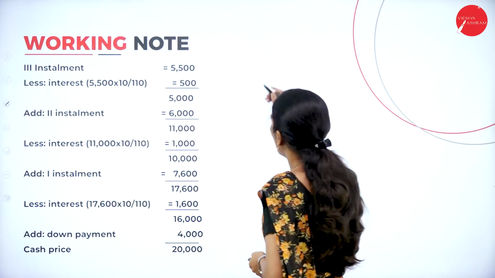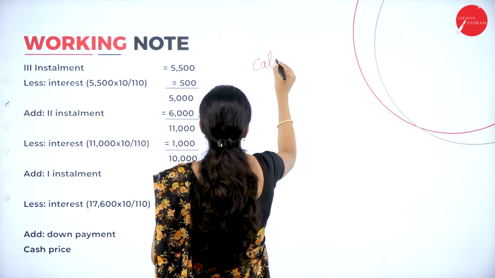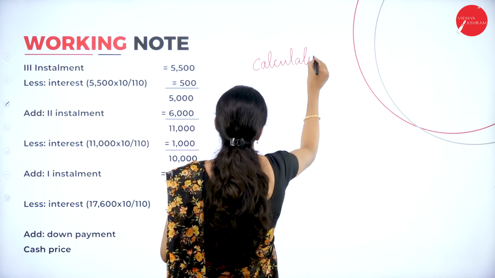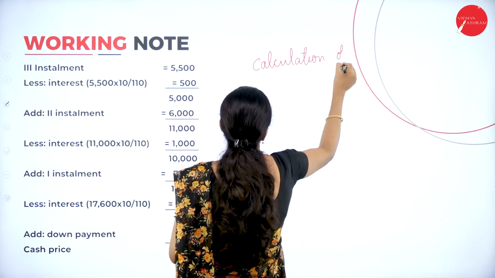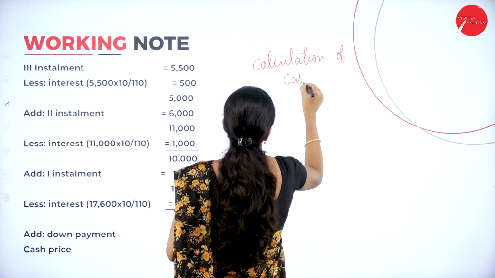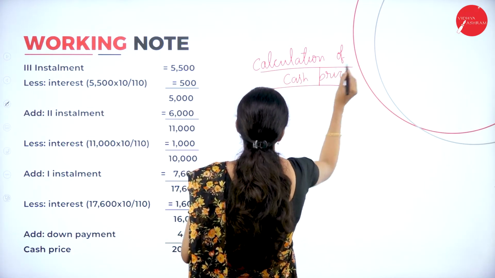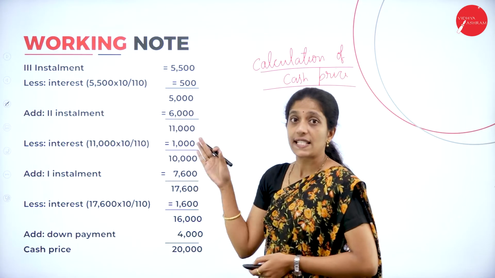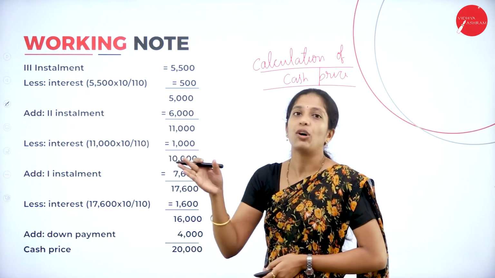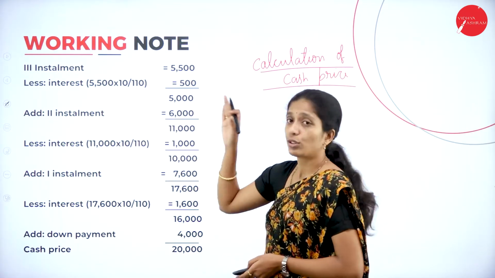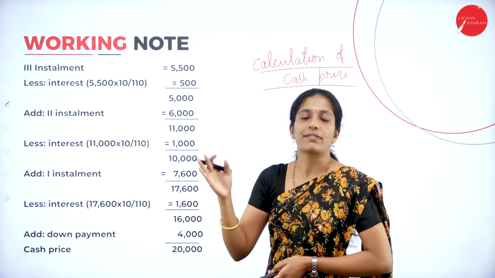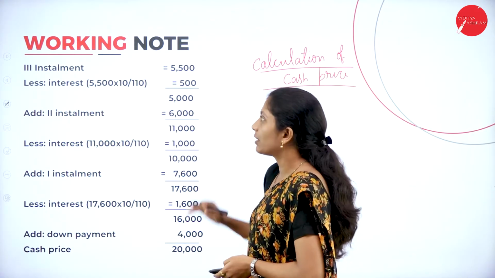Now, this is for calculation of cash price of the asset. So, we shall calculate the cash price. Now, go through the first installment. We shall start with downwards. That is, we shall go through the third installment. We shall start with downwards. We shall continue with third installment.